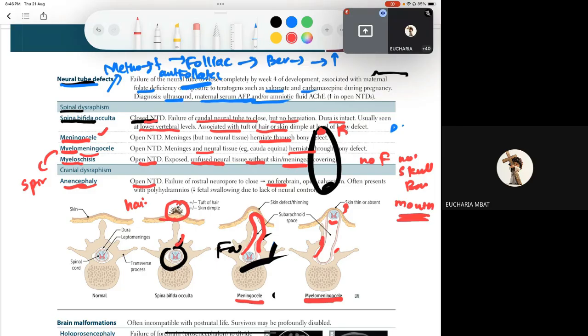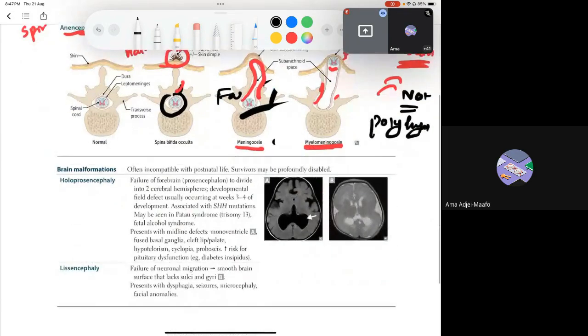So if the baby's mouth isn't forming properly, can the baby swallow the amniotic fluid? No. The baby cannot swallow the fluid, which is going to lead to polyhydramnios, right? Polyhydramnios, which means a lot of amniotic fluid within the cavity, right? Is it clear? Hello? Yes. Yes, Doc. Okay, perfect, right?